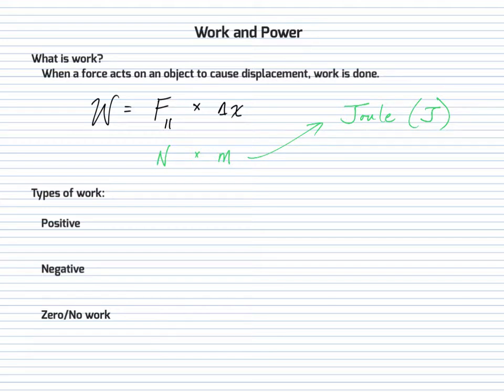Now, moving on, we have some different types of work. The first type of work that we have is positive work. Positive work is being done when the force is applied in the same direction as displacement. An example of this: a box is being pushed to the right, and that applied force is also going to the right, so that force is being applied in the same direction as the displacement. Both the force and the displacement are to the right.